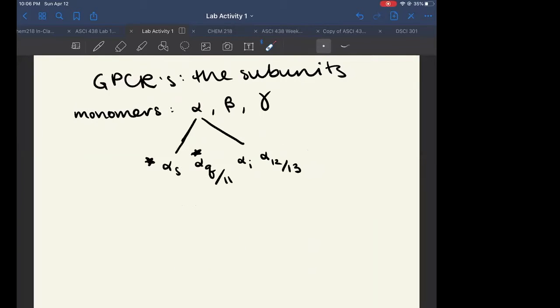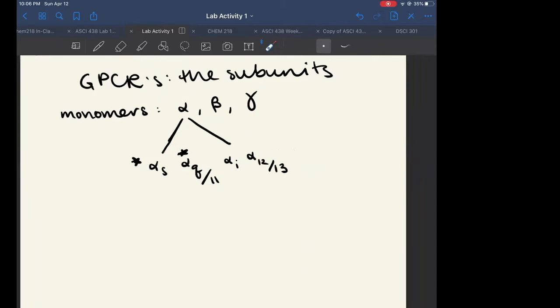Now let's talk about the subunits. So the G-protein coupled receptor has three monomers, the alpha, beta, and gamma subunits. The alpha subunit can come in different forms: alpha sub S, alpha sub Q over 11, alpha sub I, and alpha sub 12 over 13. We'll be focusing on the two that I've starred here, alpha sub S and alpha sub Q over 11.